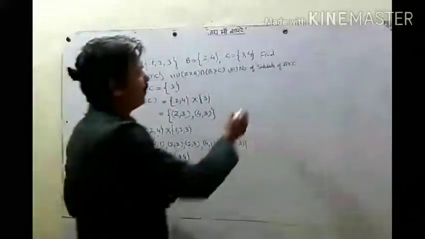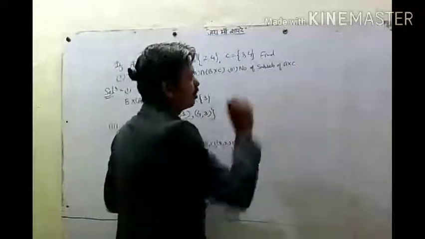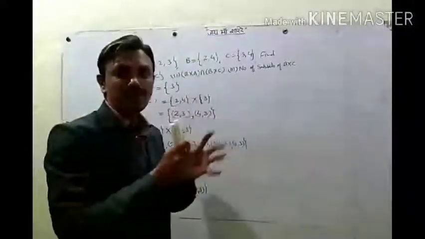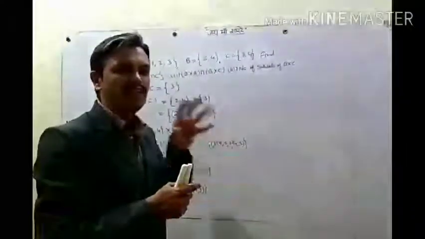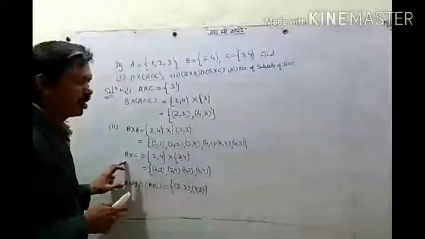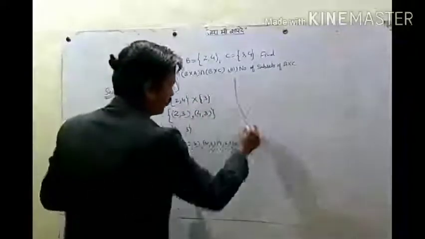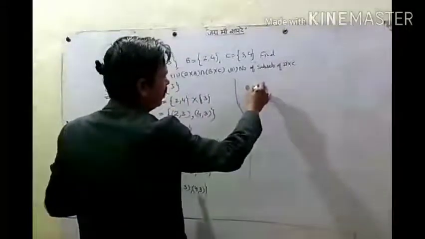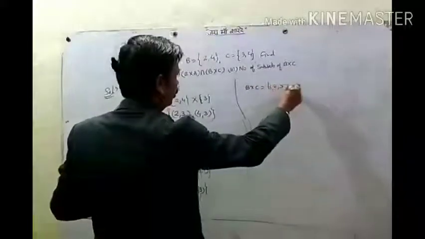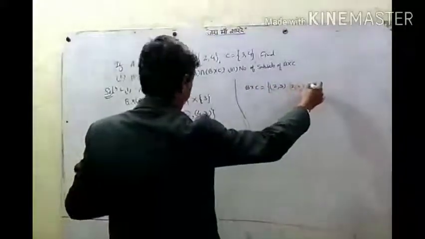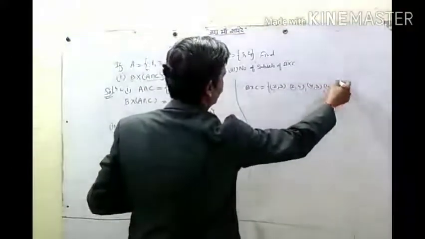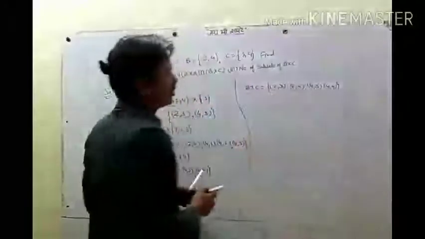Now for third we need number of subsets of B cross C. This also we know how to find number of subsets of any set. First we need that set. So B cross C we have. Yes, we got B cross C here. So B cross C is having elements 2, 3, 2, 4, 4, 3 and 4, 4. Okay? These elements are in B cross C.